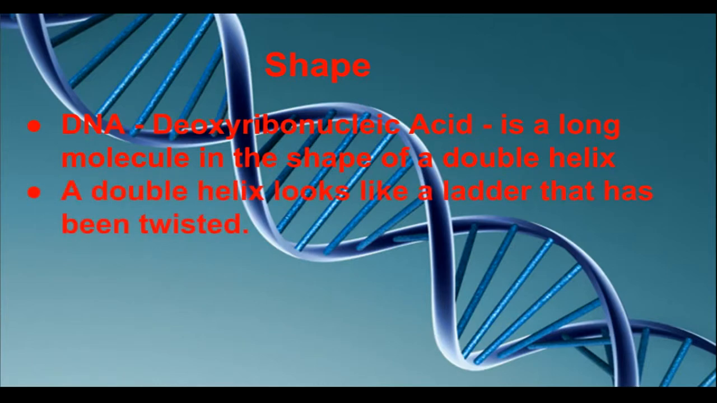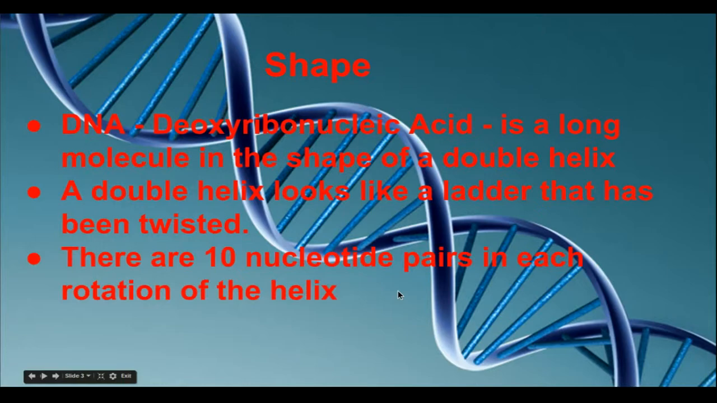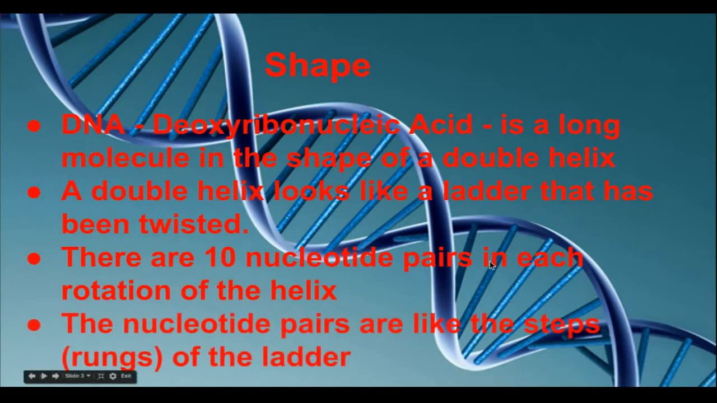The double helix looks like a ladder that has been twisted. You've got the outside rails, and then you have these steps or rungs that go across it. And there are 10 nucleotide pairs in each rotation of the helix. So one complete rotation of the spiral has 10 rungs or 10 nucleotide pairs. The nucleotide pairs are what make up the rungs or the steps of the ladder.